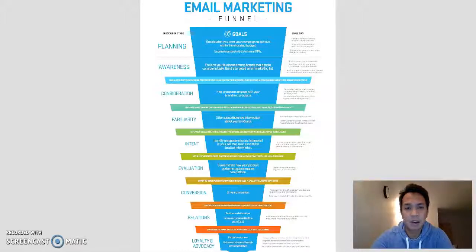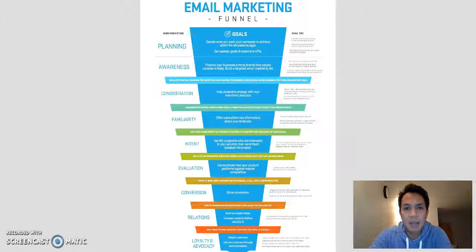As you can see, there are, you know, 11 steps to the funnel, but you don't have to have 11 emails or stages in your follow-up series. The important thing again is to capture the elements that are important in your email marketing campaigns. And I just wanted to take a quick look into this.